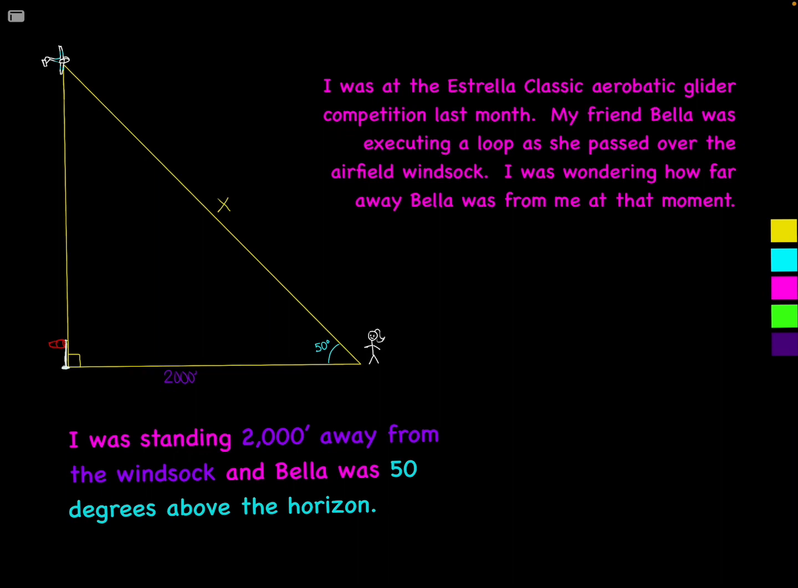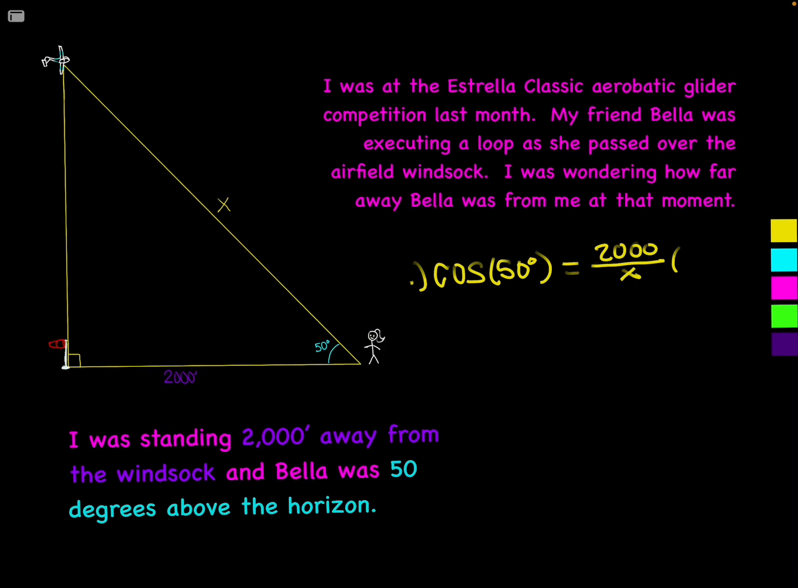Since I know the angle between the horizon and Bella and the length of the side adjacent to me, cosine is the correct choice to solve this problem. We already know all the values we need to solve, so it's just a matter of plugging it into the formula. This would give us the cosine of 50 degrees is equal to 2,000 over x, 2,000 being the adjacent side and x being the hypotenuse.